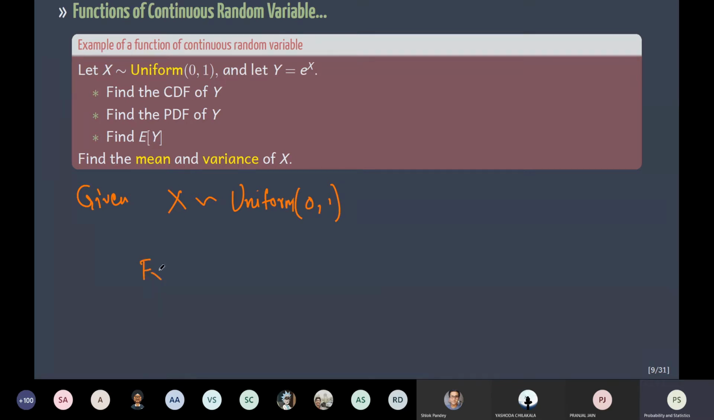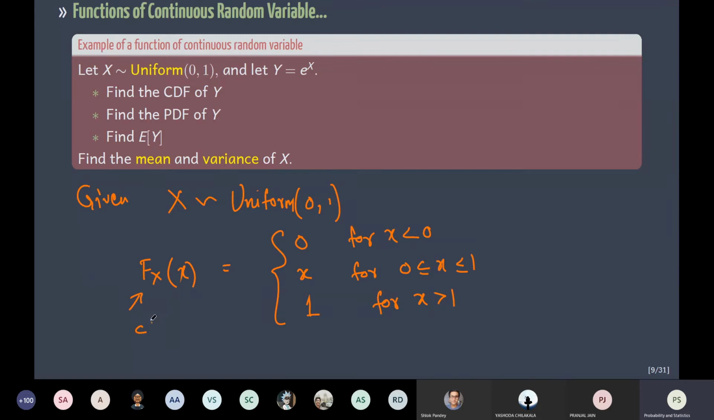the CDF is known to us. So what is the CDF in this case? In this case, the CDF is 0 for x less than 0, and x for 0 less than or equal to x less than or equal to 1, and it will be 1 for x greater than 1. Okay, so this is the CDF of x, right?